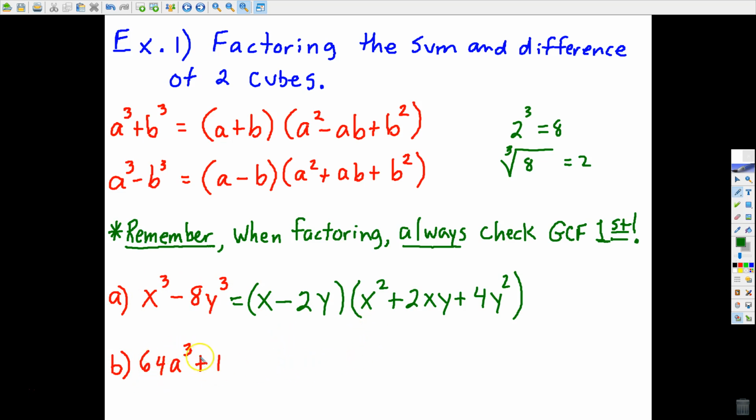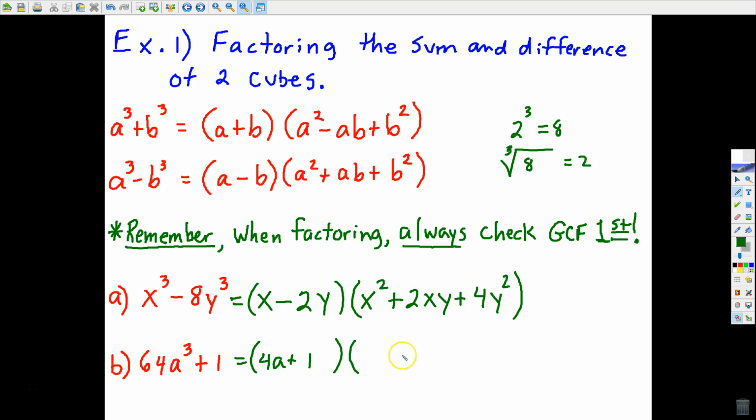Okay, now let's try a sum of two cubes. So this time we're going to follow this top pattern. You see the plus sign here. It starts off the same way. We need to find the cube roots. The cube root of 64 is 4. 4 times 4 times 4 is 64. And then the cube root of a to the third is just a. Plus in the problem, so plus in the binomial. And the cube root of 1 is 1.